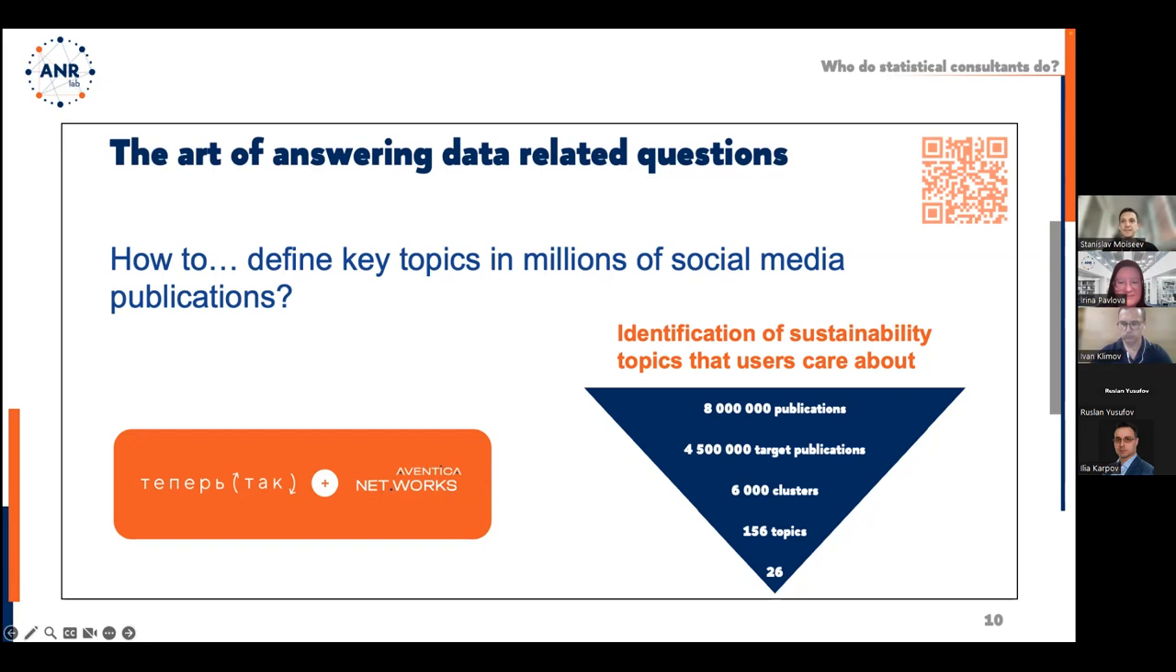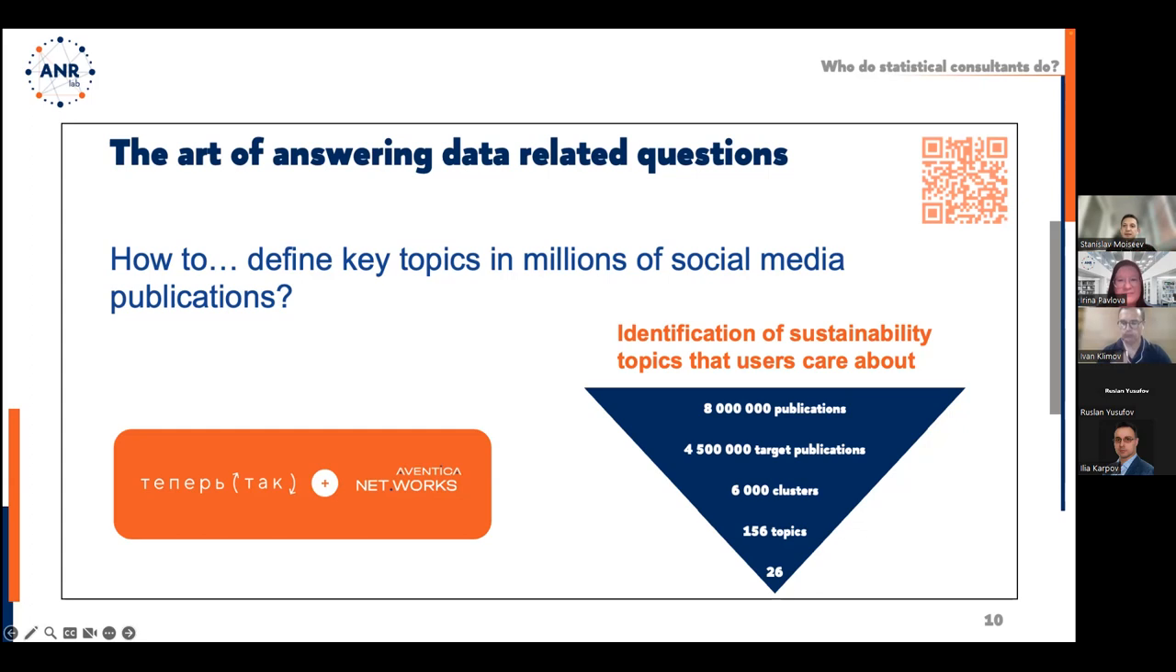For example, here is our research project. It is open. You can see the QR code on the slide, and you can scan it and deep dive into the report. It is in Russian, but anyway, you will understand all the pictures and graphics definitely. So this project was conducted by Aventica Networks, but the idea of this project was suggested by a public organization called TPTAC. They are dealing with ESG topics and sustainability topics, and they work on these topics and are trying to emphasize the importance of this topic in current Russia.